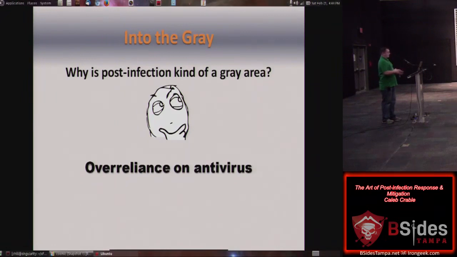Using antivirus for what it should be used for nowadays, as an alerting system, is a very nice layer of protection to have. If you don't have antivirus, I'm not going to say anything against you, but hopefully every single other workstation and server on your network runs Linux.